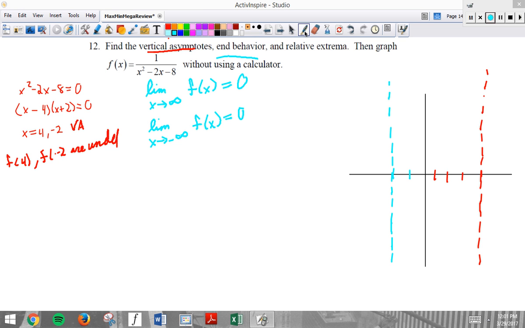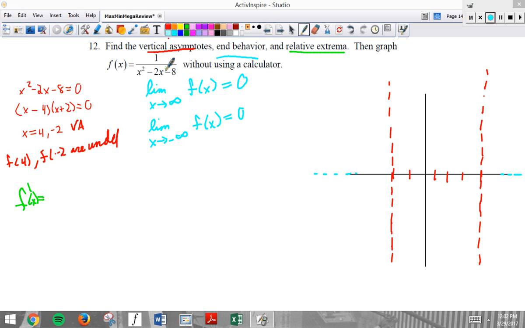You know what? I'm going to make those red, just to make sure they're all getting the same information. So I know I'm getting a horizontal asymptote to the left and to the right. Relative extrema. I need f prime. There's a couple ways to do this. I'm going to use the quotient rule.